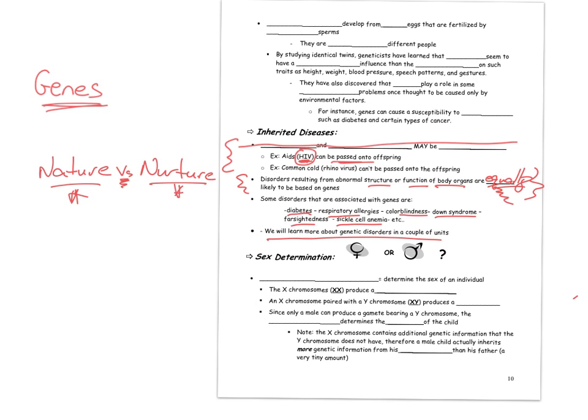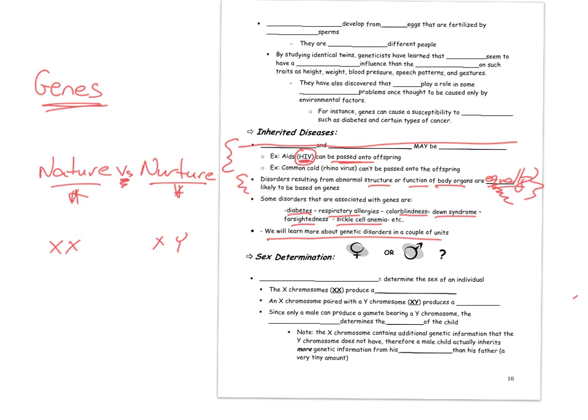So here's sex determination. Blank determines the sex of the individual, and it's going to be your sex chromosomes. So remember, we talked about this. Mom can only give you an X because she only has two X's. Dad, the sex chromosomes are the only chromosomes where you could have two different types. So even though they're sex chromosomes, you can have an X or you can have a Y. And dad is the only one that can give you a Y.